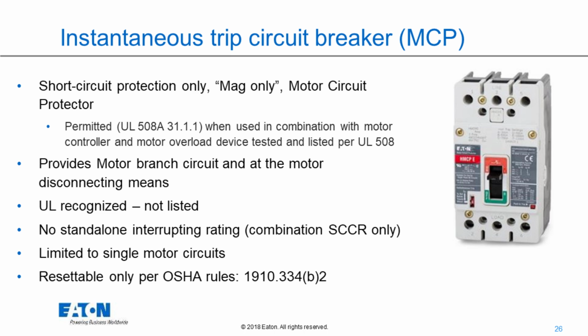The next one is an instantaneous trip breaker. Motor circuit protector, MCP, otherwise known as a mag-only breaker, magnetic only. It provides short circuit protection. It's permitted when used in combination with a motor controller and motor overload device, tested and listed for UL508. It provides motor branch circuit and motor disconnecting means, UL recognized, not listed.